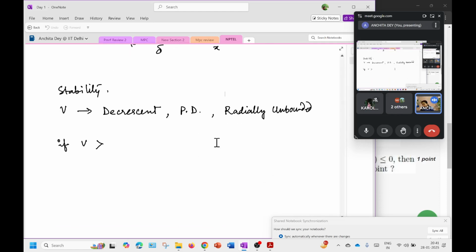Given a V function, if this is positive definite and V dot is less than or equal to 0, what do you mean by V being positive definite? It means V of t comma 0 should be 0 for all t, and V of t comma x should be greater than or equal to W1 of x, where, let me write it first.